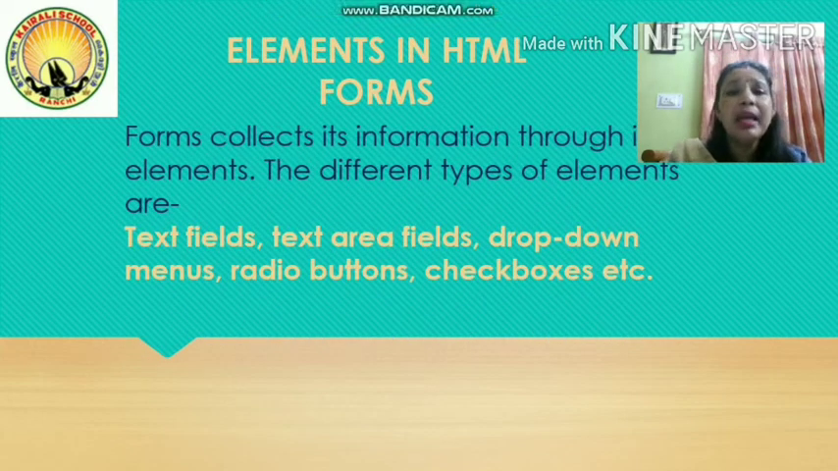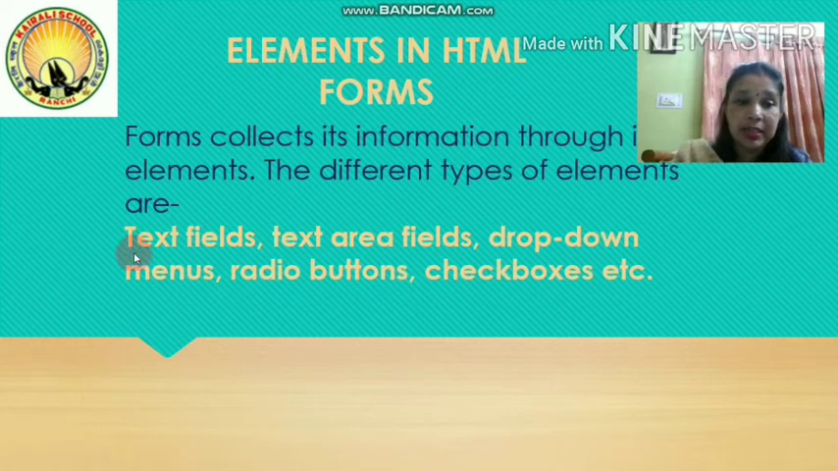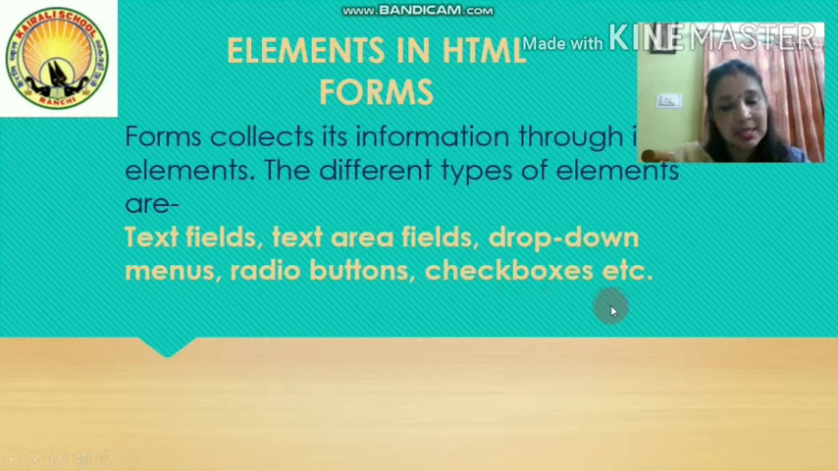Next we have elements in HTML forms. As I gave you all the examples, those elements are also known as controls. What are these known as? Controls placed on the forms. It can be a text field, text area. Text area means multiple line text box only. Drop down menus, radio buttons, check boxes, etc.